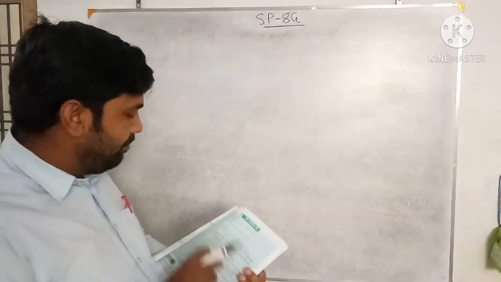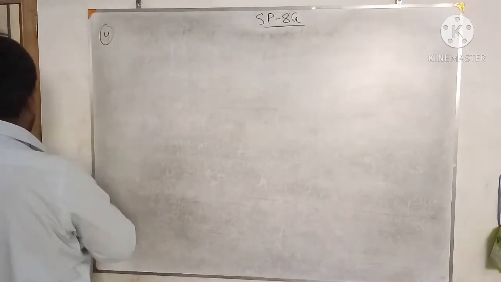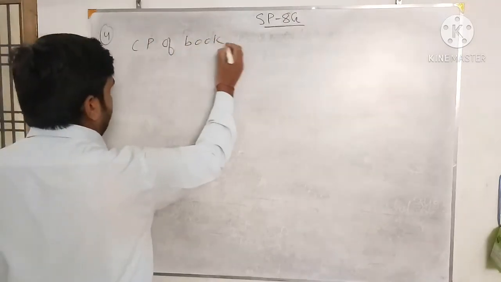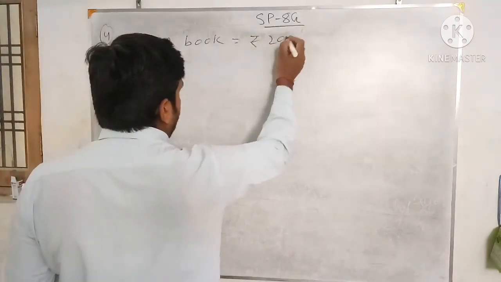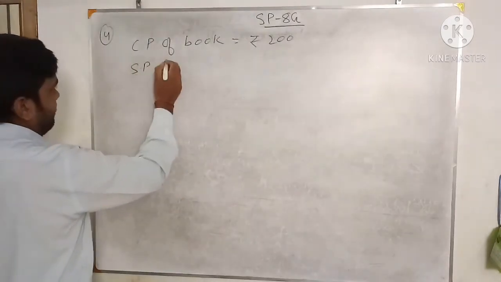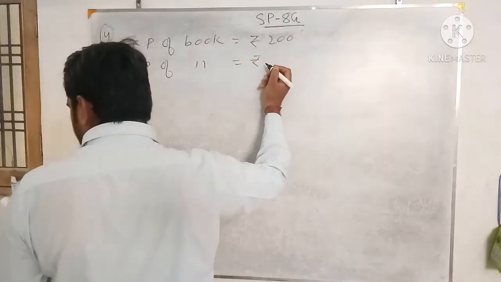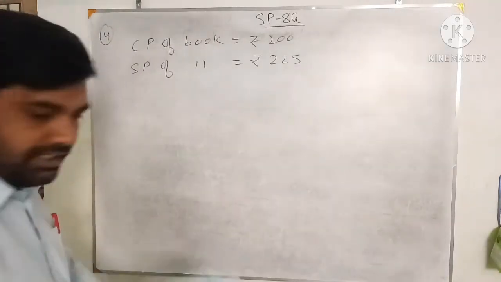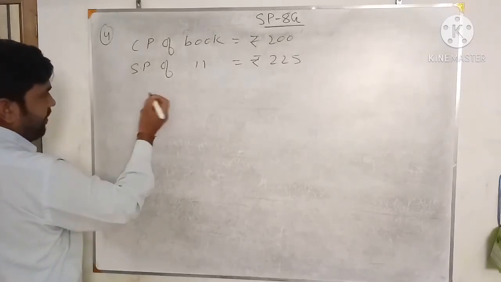Question number 4: a person buys a book for rupees 200. So the cost price of the book is given, CP equals rupees 200. And he sells the book for rupees 225, so the selling price of the book is given as 225. What will be his gain percent? Here it is asked gain percent, and gain percent means profit percent.